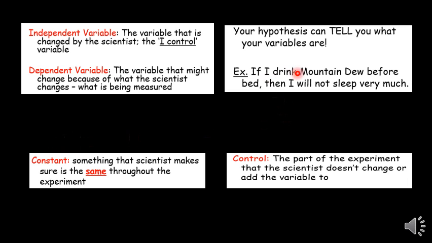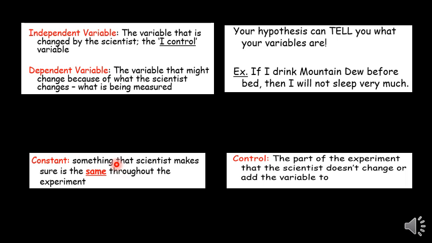Up here with the if I drink Mountain Dew before bed, then I will not get much sleep. Well, my control group would be, if I remove the independent variable under normal conditions, I wouldn't drink any Mountain Dew. I wouldn't drink it before I go to bed, and see how much sleep I normally get, and see if drinking Mountain Dew affects my ability to sleep very good. So the control group wouldn't have any Mountain Dew.